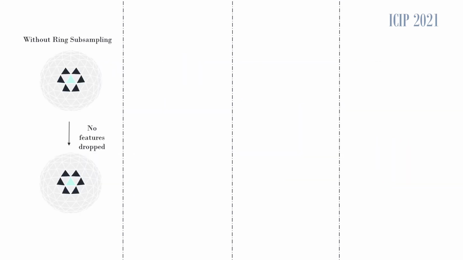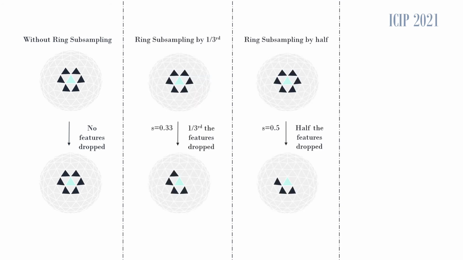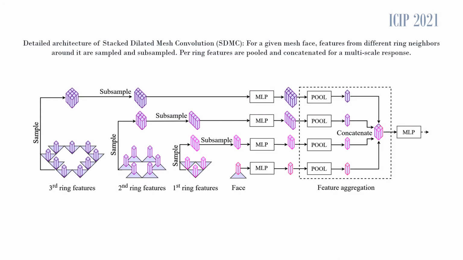Once the dilated neighborhoods are defined, we gather features at the rings. Ring sampling is the process of querying features from ring neighbors around a face. Our ring subsampling layer subsets features at a ring neighbor with a sampling rate S as shown. The main contribution of our work is the stacked dilated mesh convolution block, which is designed as illustrated. Features are either sampled or subsampled from different ring neighborhoods and are refined by passing them through the convolutional layers. Feature aggregation is performed for the different ring neighbors by max pooling. Finally, features from the output of different dilation rates are stacked to produce a multi-scale response.